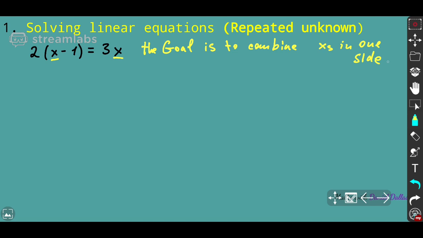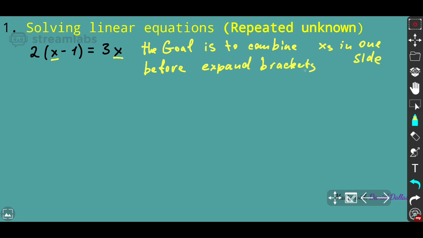Okay, just to combine them, means just collect. But before that, simplify in terms of expanding brackets. So how are you going to expand? Just simply as in the previous case, you take 2 multiplying by each term that stays inside. So you'll get 2x minus 2 and the result will be equal to 3x.